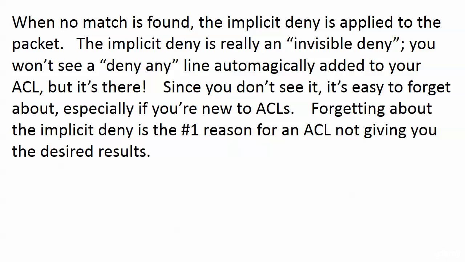The implicit deny, it's really an invisible deny. Don't call it an invisible deny in a job interview. But it's really an invisible deny that's at the bottom of your ACL. And you won't see it when you run show IP access list. You won't see it when you run any verification command, but it's there. So since you don't see it, it's easy to forget about, especially when you're new to ACL study.